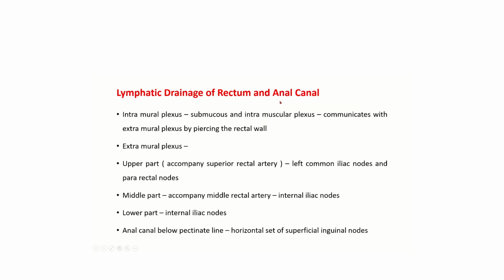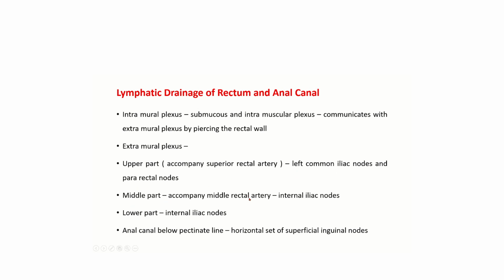So lymphatic drainage of rectum and anal canal. They are divided into intramural plexus and extramural plexus. Intramural plexus is located in the submucous and intramuscular plexus, and communicates with the extramural plexus by piercing the rectal wall. Extramural plexus, the upper part accompanies the superior rectal artery and drains into left common iliac nodes and pararectal nodes.